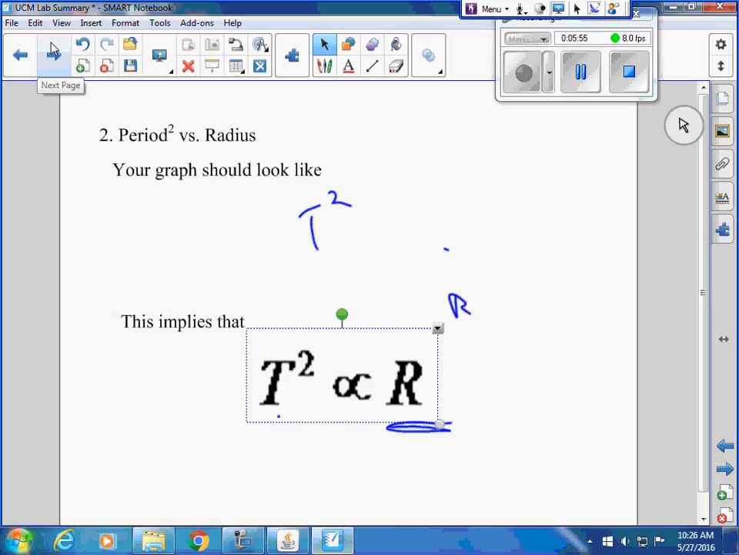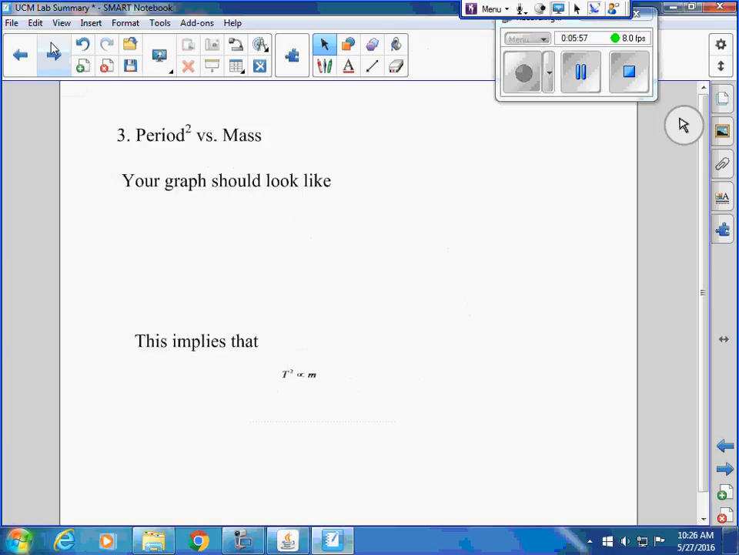Okay, the third relationship is based on period squared and mass. What happened when we had more rubber stoppers on the string? Did it go slower or faster? Slower, right? Which tells us then that the bigger the mass, if it goes slower, the bigger the period, or the smaller the period? Bigger the period, which should give us a, let me see if I can find it.